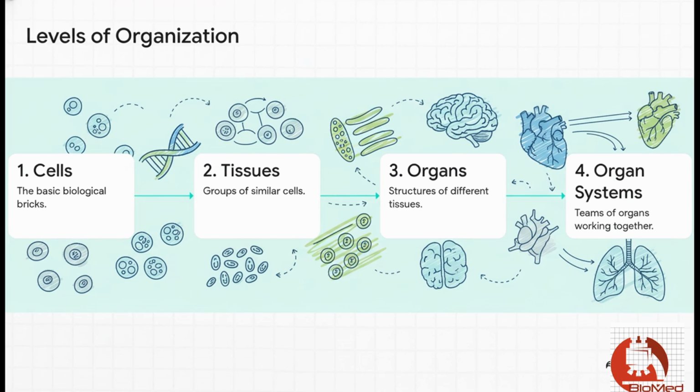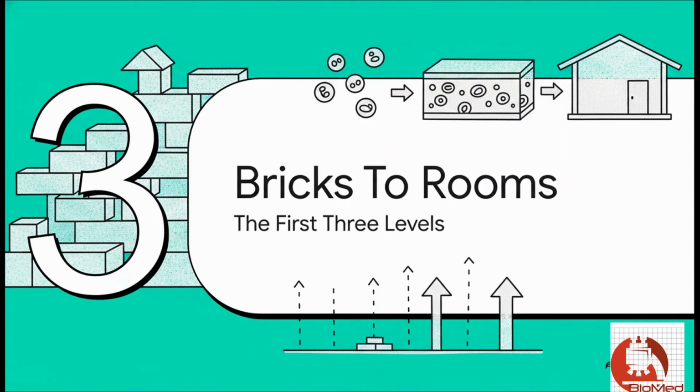In your body, there are 4 key levels of organization. Each one is built right on top of the one before it. So let's walk through them step by step. All right, let's get our hard hats on. Time to start building. We're about to see how life takes the simplest, most basic materials and turns them into the very rooms and structures that make you, well, you.